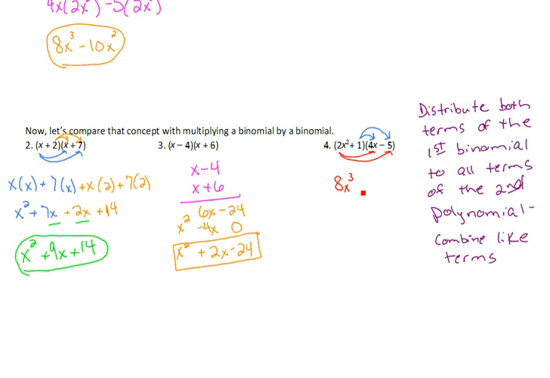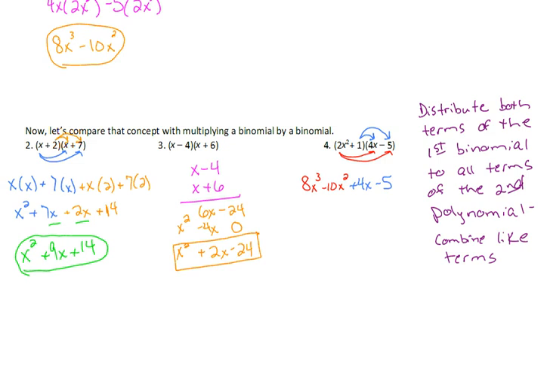2 times the negative 5 is negative 10, and then I have an x squared. Okay, now we're going to look at multiplying a 1 through. 1 times 4x is a positive 4x. 1 times negative 5 is a negative 5. So notice how this one is a little bit different. Here it says combine like terms. Well, let's look at this. We have no terms to combine.